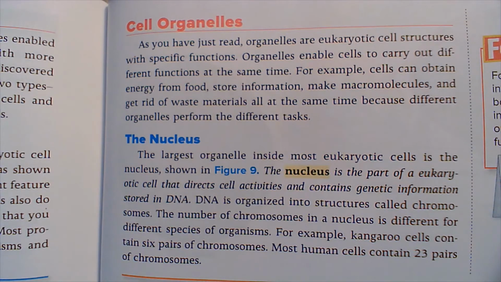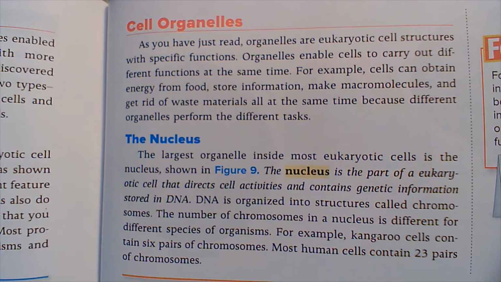The nucleus. The largest organelle inside most eukaryotic cells is the nucleus, as is shown in Figure 9. The nucleus is the part of the eukaryotic cell that directs cell activity and contains genetic information stored in DNA. DNA is organized into structures called chromosomes. The number of chromosomes in a nucleus is different for different species of organisms. For example, kangaroo cells contain 6 pairs of chromosomes.